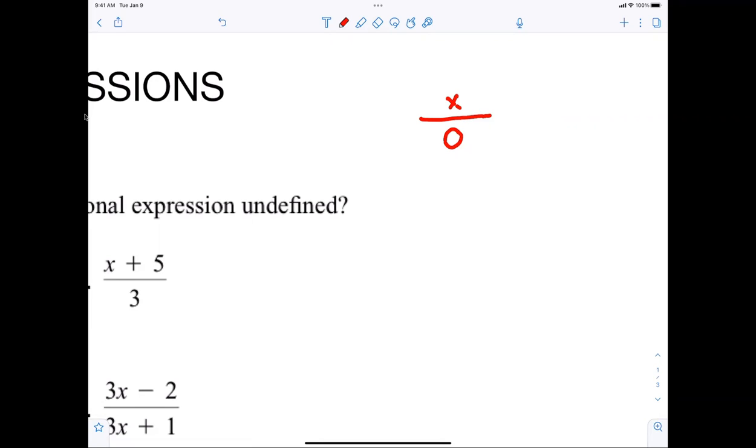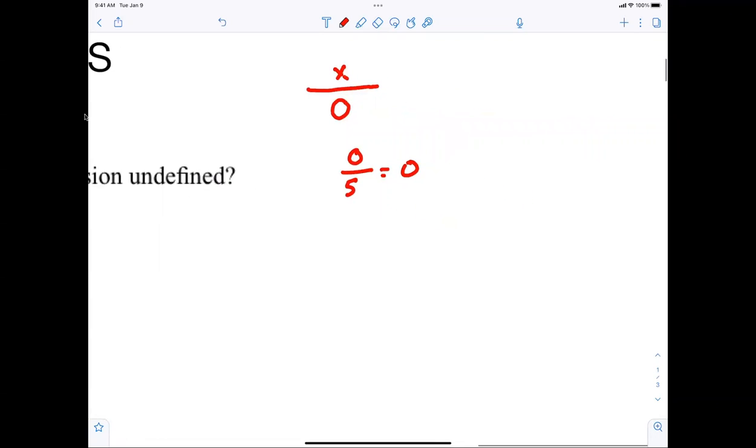Now, why can't you divide by 0? Let's take a look. If I said, for example, 0 divided by 5, that is 0. The question is, why is it 0? Because it's simply a division problem. 5 times what is 0? 0. That's why that's 0. If you do it the other way, for example, 5 divided by 0, the question is, what times 0 is 5? Nothing. That's why there is no solution.